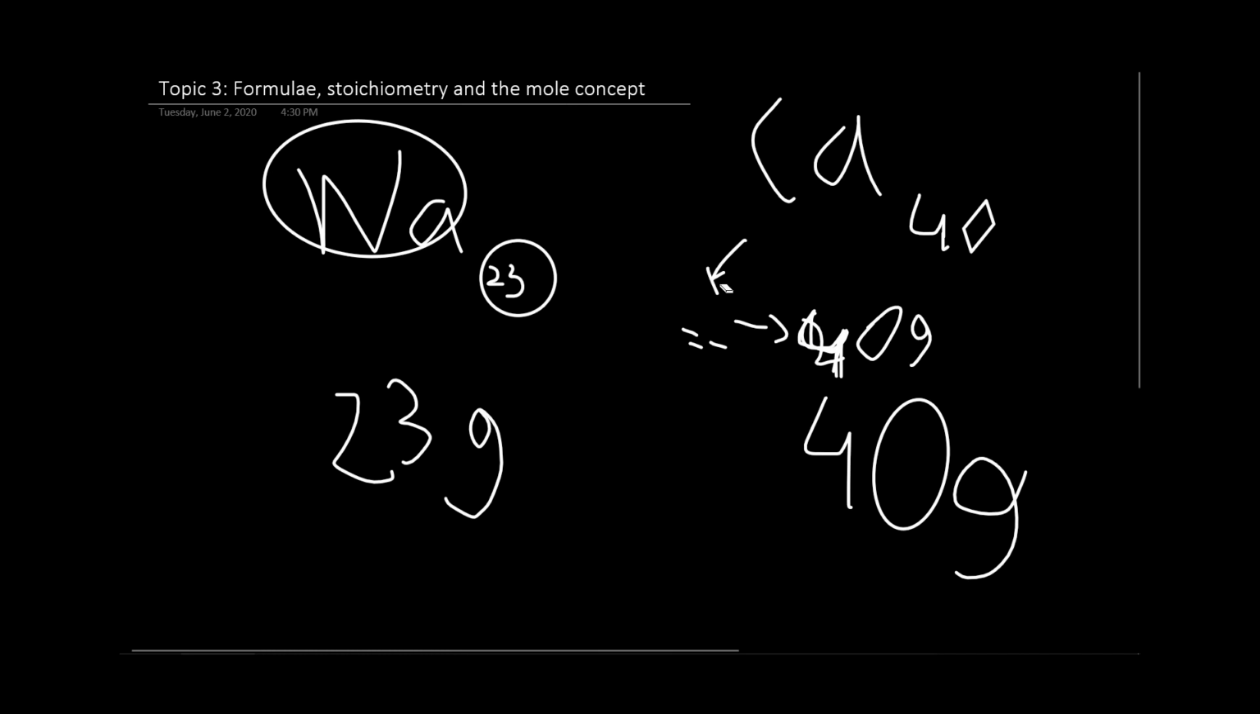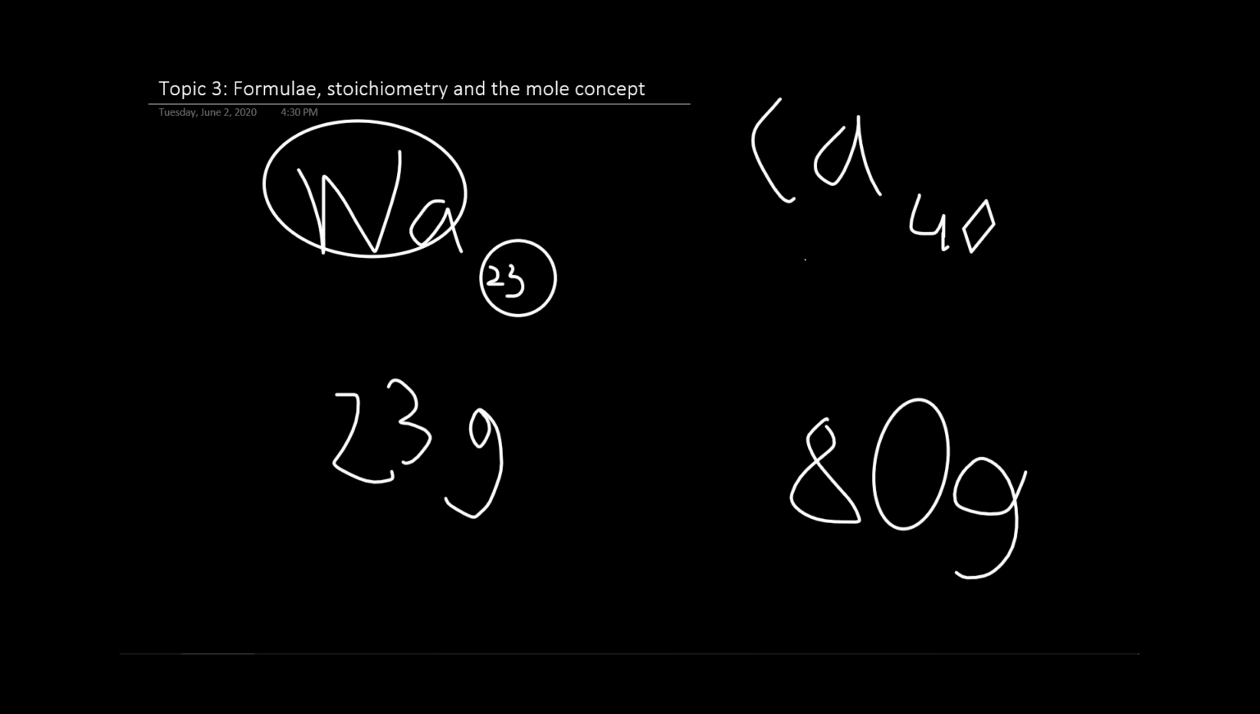So basically, if 1 mole of calcium is the amount of calcium required to have a mass equivalent to its AR, then the amount of calcium required to have twice the mass of its AR, which is 80, is 2 moles. So if you want to know how much calcium you need to have a mass of 80 grams, it's 2 moles, because you simply multiply your AR with 2 and you get 80. Voila. So I'll be going through that once again.